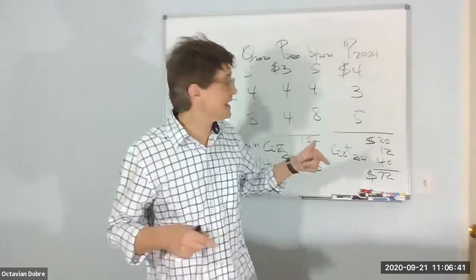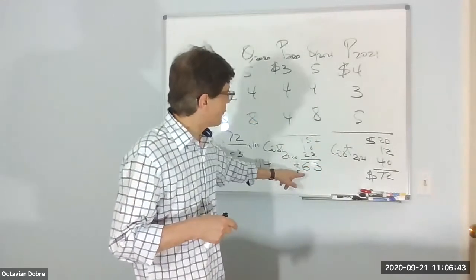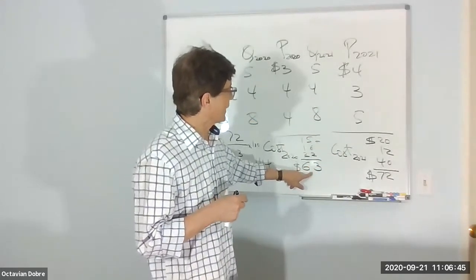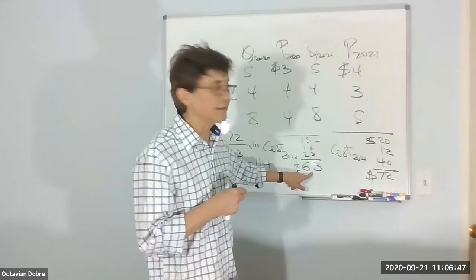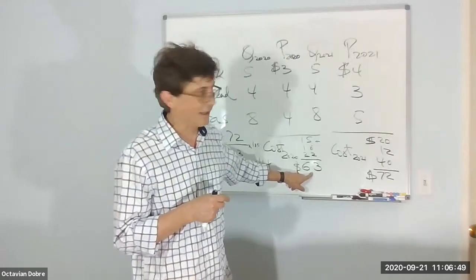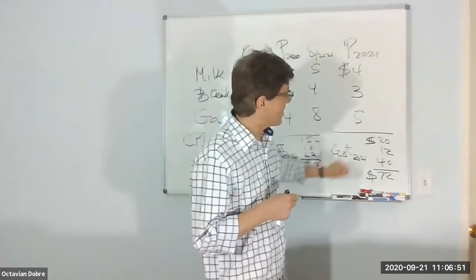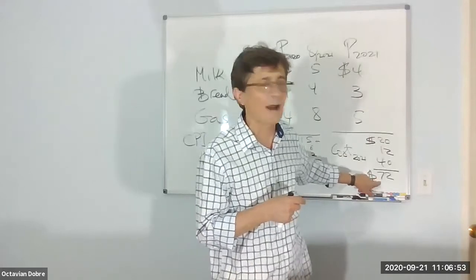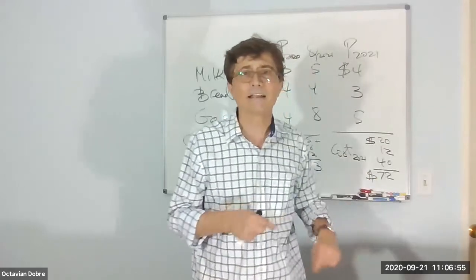Folks, if the prices had gone down, let's say that we calculate the cost of the basket as 63 for 2020, and then the cost of the basket, let's say for 2021 was less than 63, was 60.